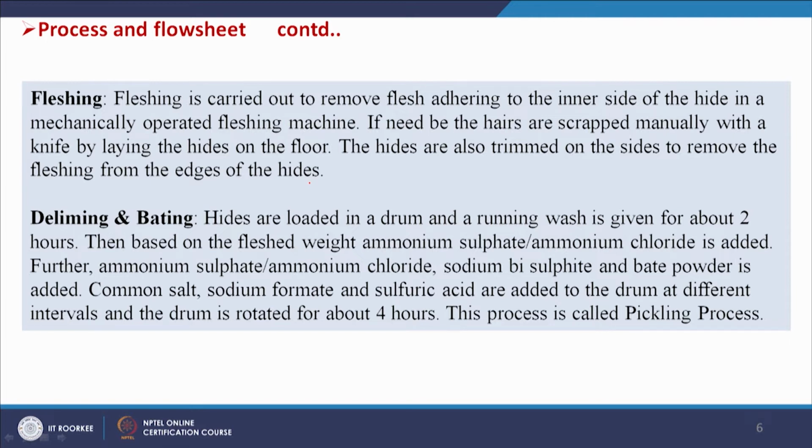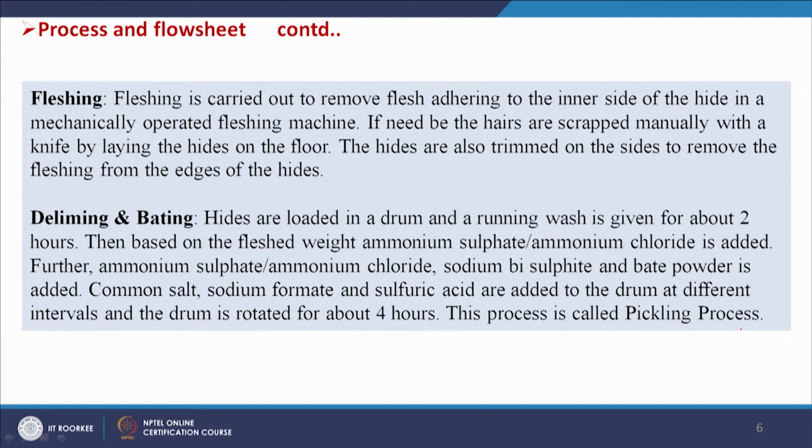So, the hides are loaded in a drum and a running wash is given for about 2 hours. Then, based on the fleshed weight, ammonium sulphate or ammonium chloride is added. Further, ammonium sulphate or ammonium chloride, sodium bisulphite and bate powder are added. Common salt, sodium formate and sulphuric acid are added to the drum at different intervals, and the drum is rotated for about 4 hours. This process is called the pickling process.